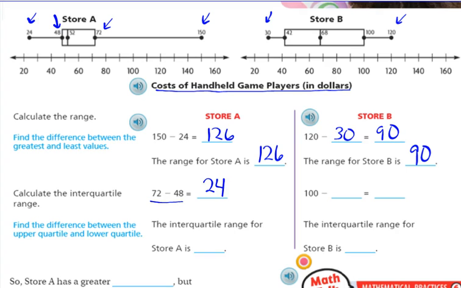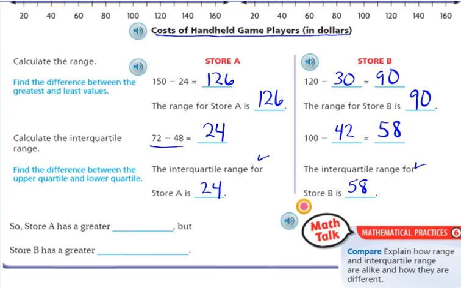And then over here, upper quartile, lower quartile, so 100 minus 42 is 58. So the interquartile range for store A is 24, and the interquartile range for store B is 58. So store A has a greater range, right? Because they have 126, whereas store B is just 90.